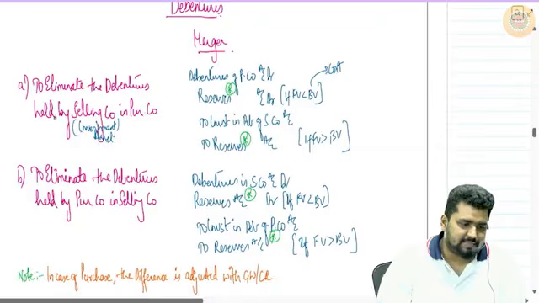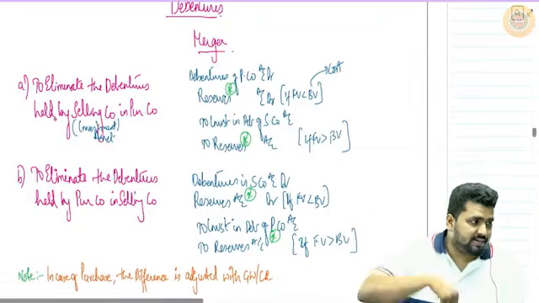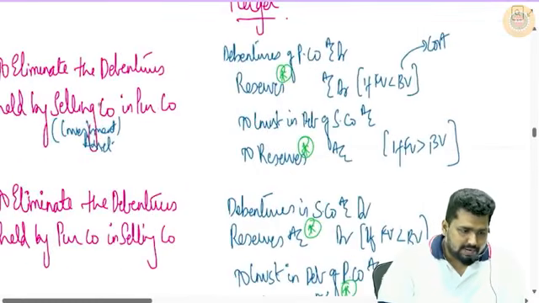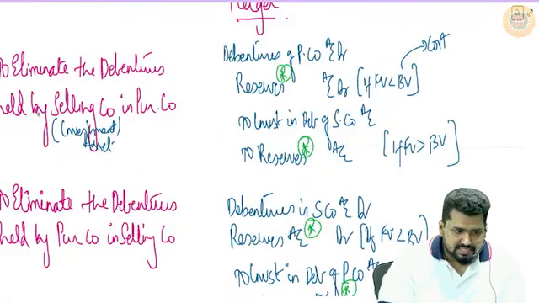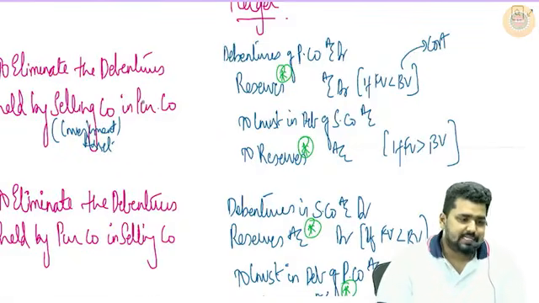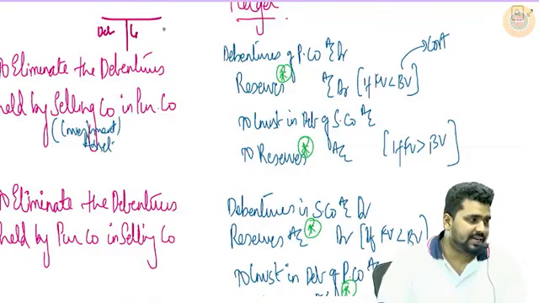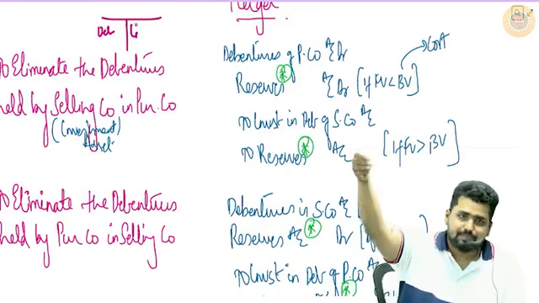So to eliminate the debentures held by the selling company in the purchasing company, which they are holding in our company. So in our company we have debentures which are held by the selling company as an investment. While you are passing the journal entry, you bring the investment in.